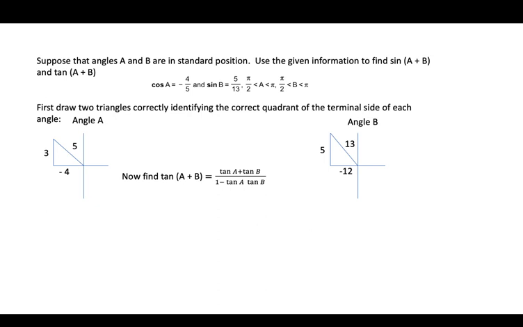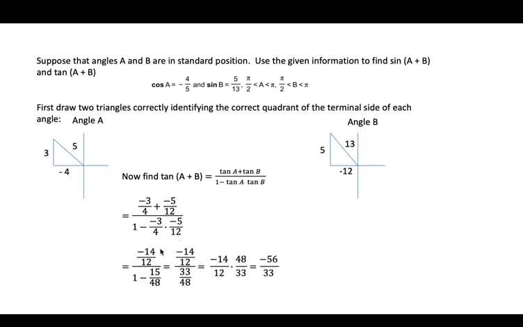So the tangent of A plus B, the formula is tan A plus tan B over 1 minus tan A tan B. So when I put the numbers in the formula, the tangent of A is negative 3/4. The tangent of B is negative 5/12. And 1 minus negative 3/4 times negative 5/12.